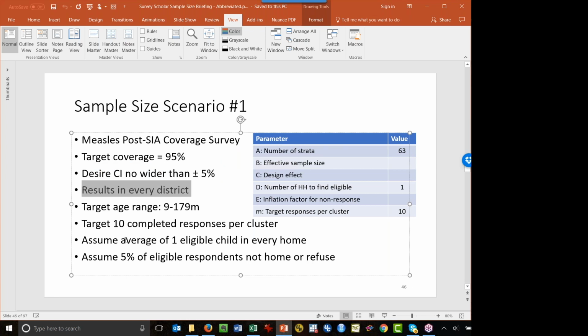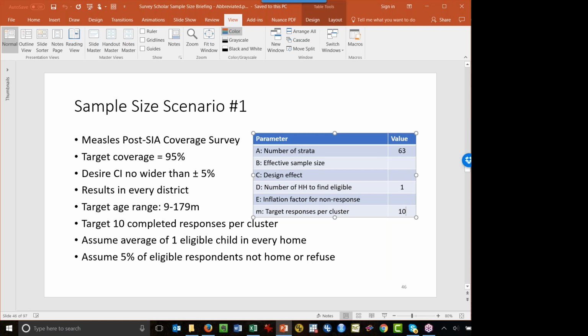And so we had some professionals there who could tell us that, yes, you'll find a child in that age range on average. Probably almost every home will have a child that age in it on average. And so every home you visit, you'll find an eligible respondent. And they decided that probably 10 completed responses per cluster was a reasonable input. So we know that little m is 10 here.